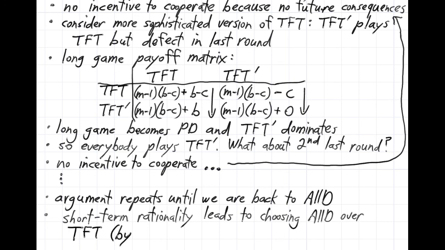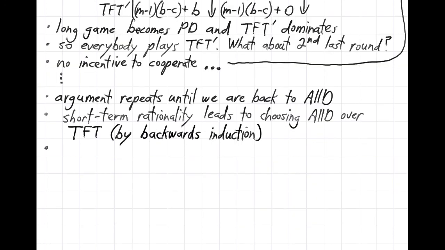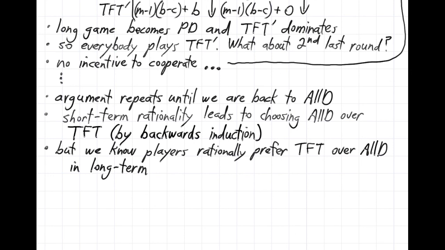And you may recognize this. It's another form of backwards induction, which is the technique we used in extensive form games to figure out the subgame perfect equilibrium. But if we think long term, then we know the players prefer tit for tat over all D. So there's this kind of dichotomy. By looking at what's rational in the short term, we can arrive at outcomes that are not the rational solution in the long term.